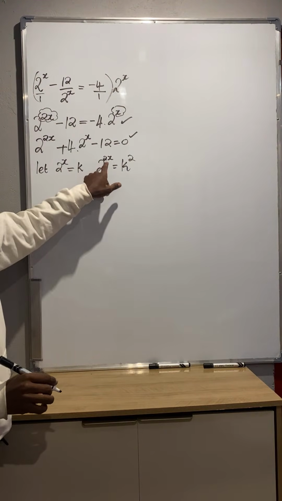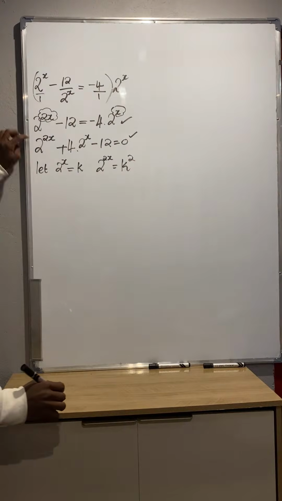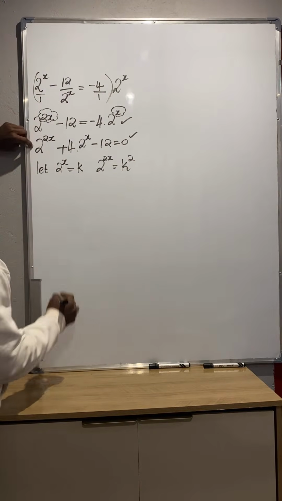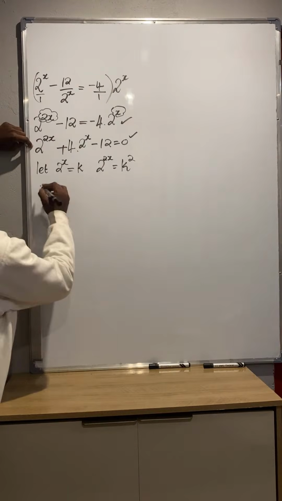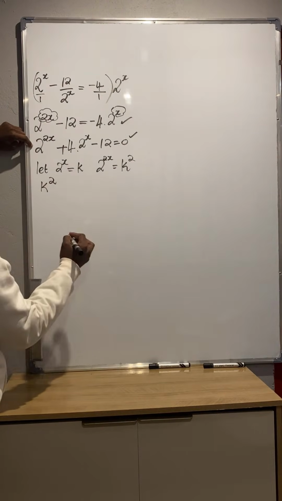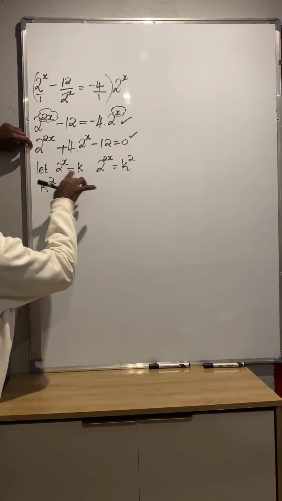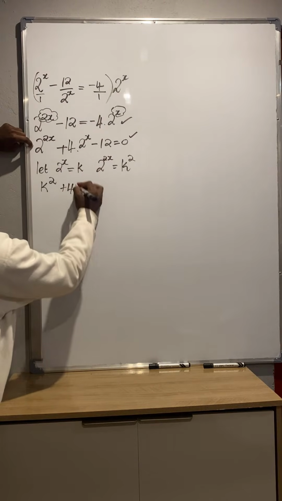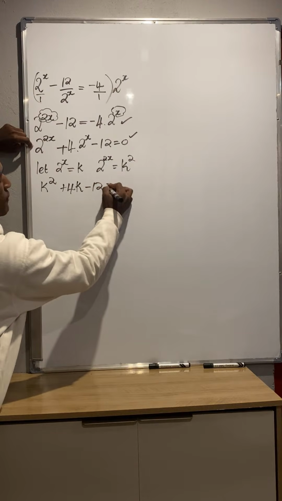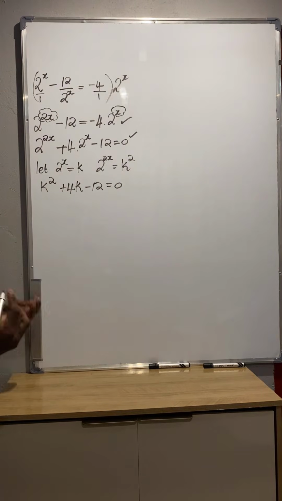So, 2 to the power of x is equal to k. Therefore, 2 to the power of 2x will be k squared. Which is this one, family? 2 to the power of 2x is k squared. Okay, family? Then plus 4, 2 to the power of x is now k, so it's going to be k. Minus 12 is equal to 0. Then you do what, family?